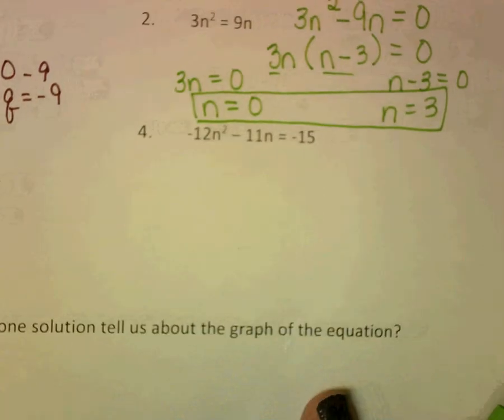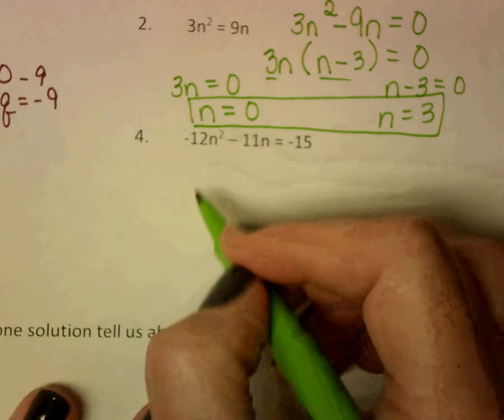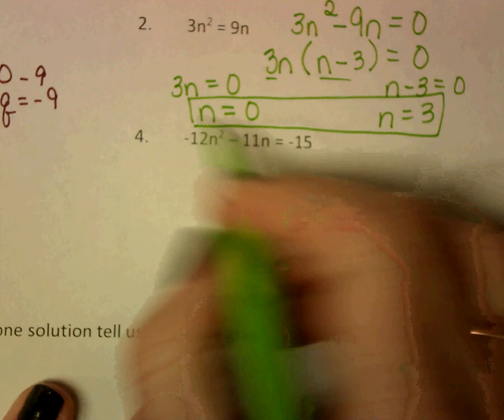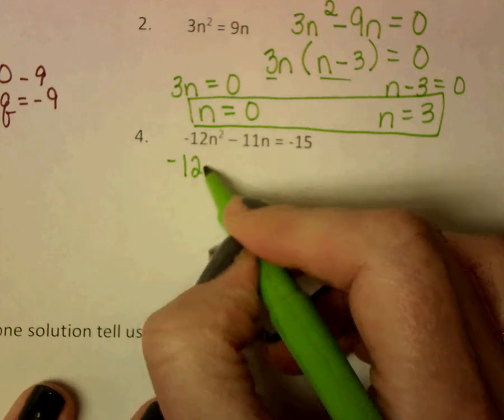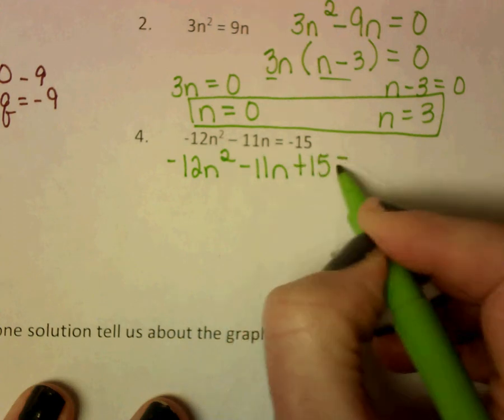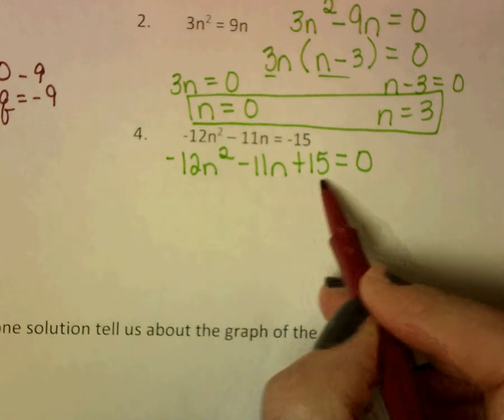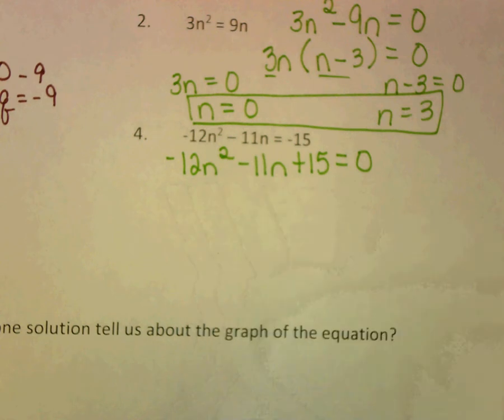Okay, look at number 4. Again, we want to get our equation equal to 0. So I'm going to move the 15 over by adding it. Okay, now I'm going to stop for a second with that one. I want you to factor this trinomial. It's a little bit harder, but I want you to use your factoring rules and factor it and see if you can finish it from there.